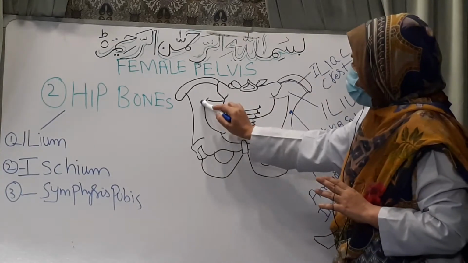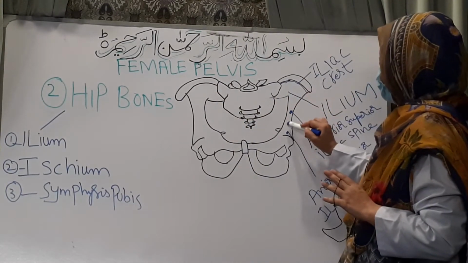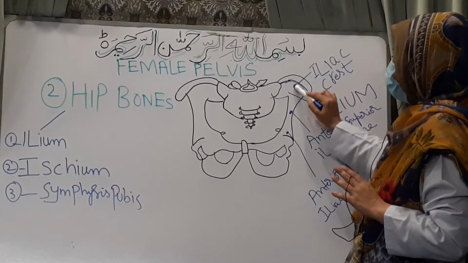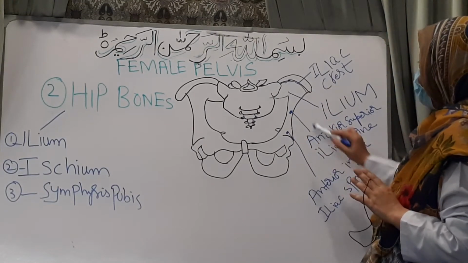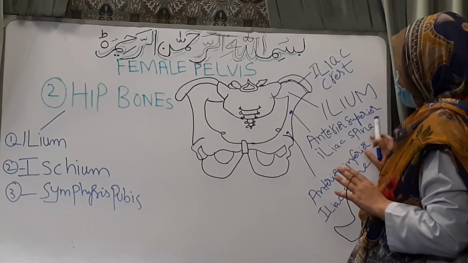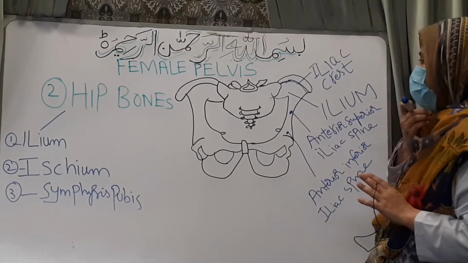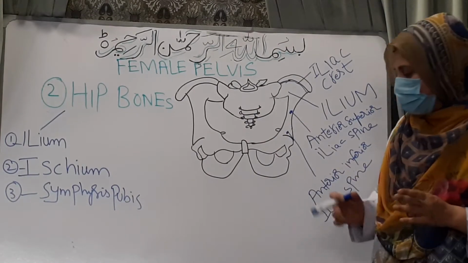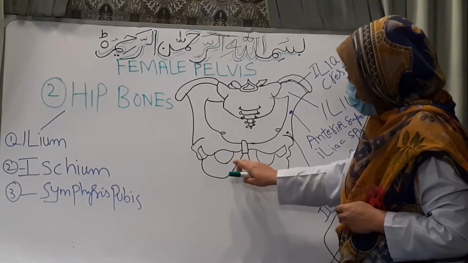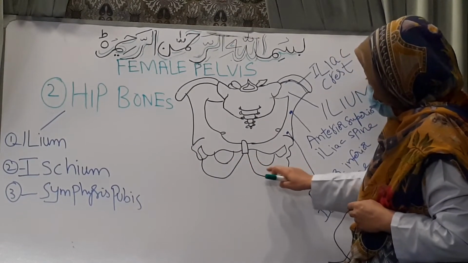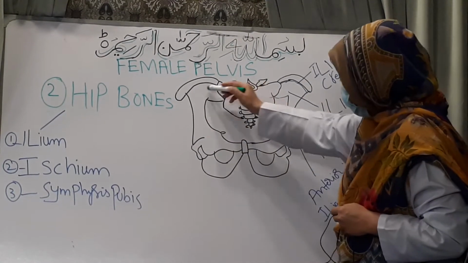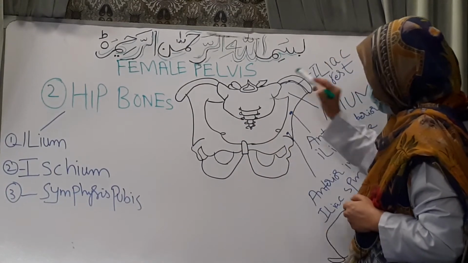This expanded portion of the hip bone is known as ilium. The upper border of the ilium is known as iliac crest, and it has two prominences, the anterior superior iliac spine and anterior inferior iliac spine. Clear? Now come towards the other part, ischium. Look at this part of the hip bone. This whole portion is the hip bone.